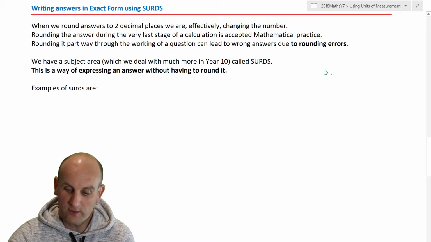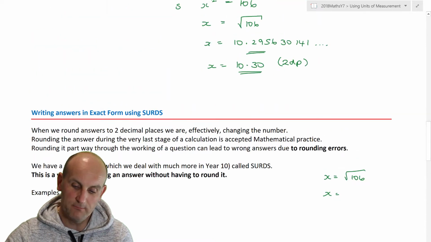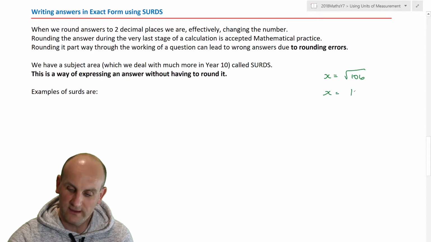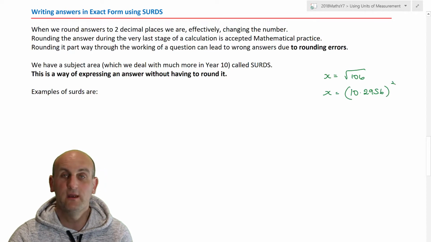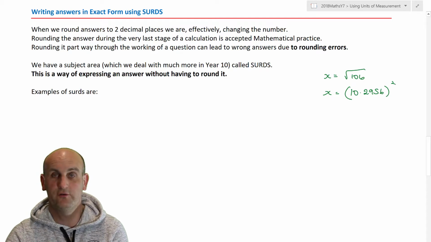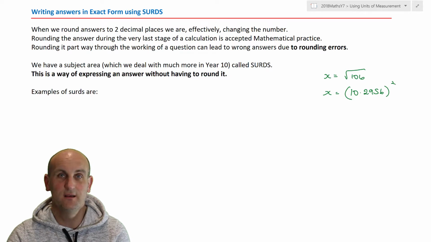We knew for that question there that x was equal to the square root of 106. If I was to take 10.2956 and square it, I'm telling you now, I do not get 106. I get slightly less than 106.